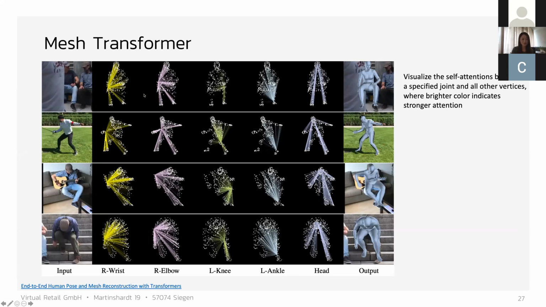And also here they show the attention. For example, here they illustrated a joint, like the right wrist. So the bright lines are the attention connections of this target location corresponding to other vertices, which kind of makes sense, but the limbs seem to be giving much more attention to most of the joint locations.